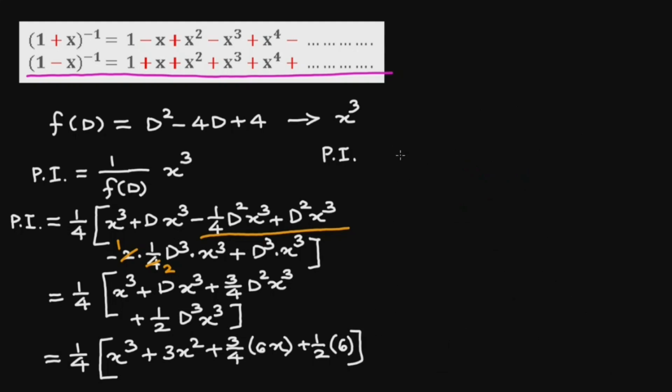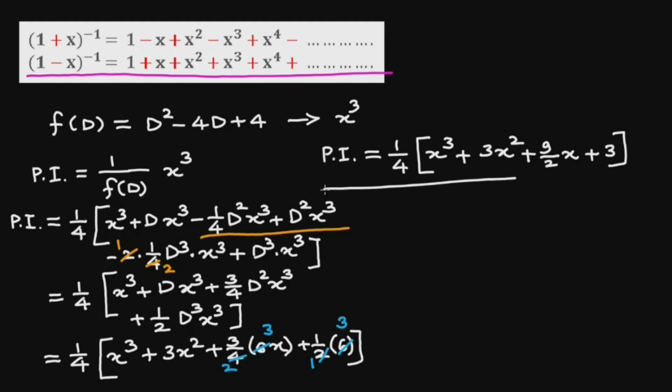So finally this particular integral will be 1/4 into x³ plus 3x² plus (9/2)x plus 3. So this is the particular integral.